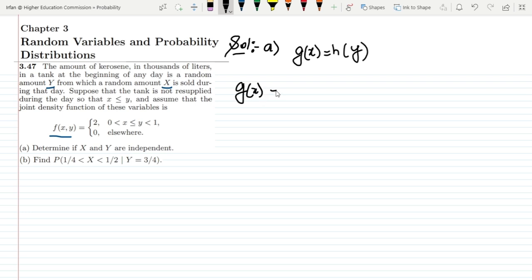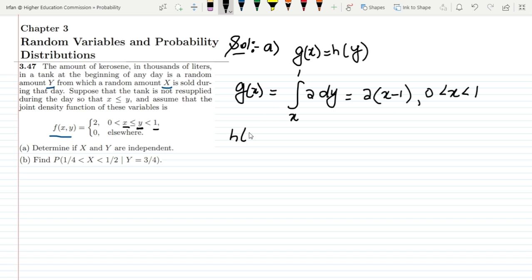In order to find g of x, we have to integrate f of x y, which is 2, with respect to y. Okay, so when I integrate with respect to y, I have to put the limits of y as well, which are from x to 1. You can solve it and you will see that I get 1 minus x for the range of x greater than 0 and less than 1. Okay, this is for g of x.